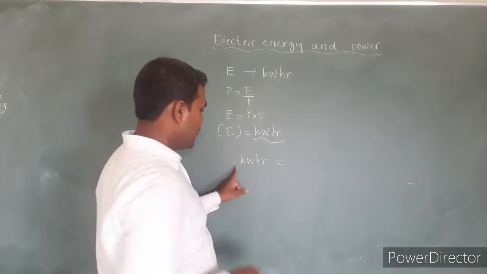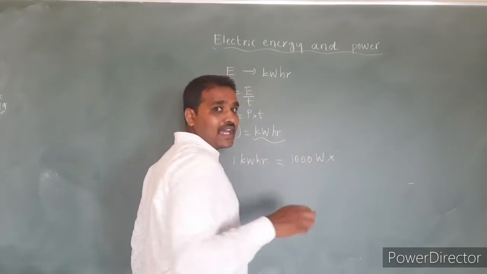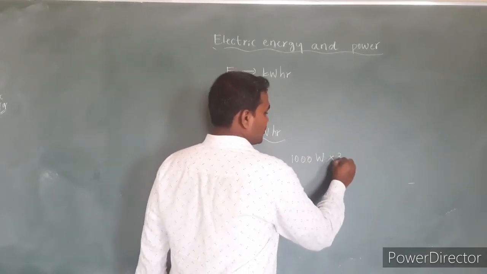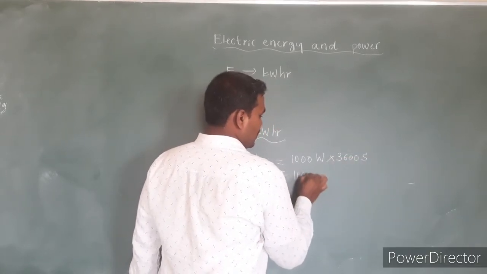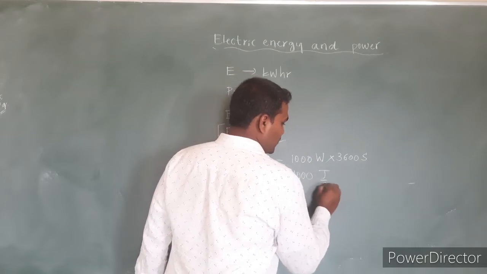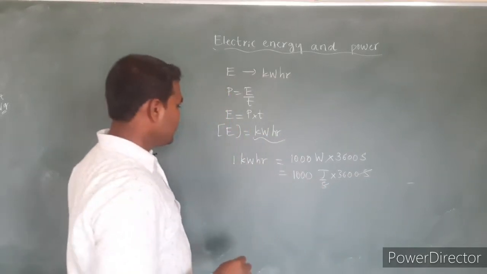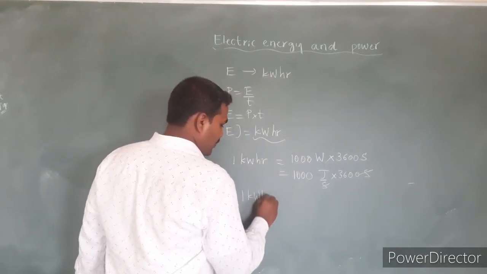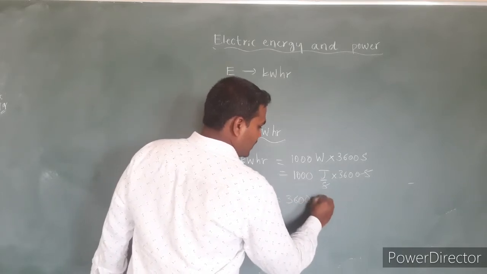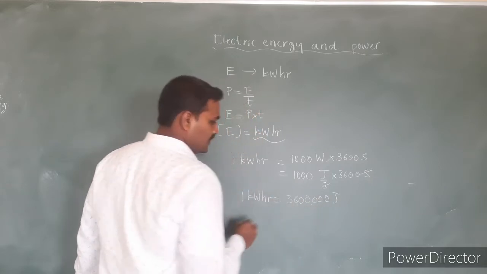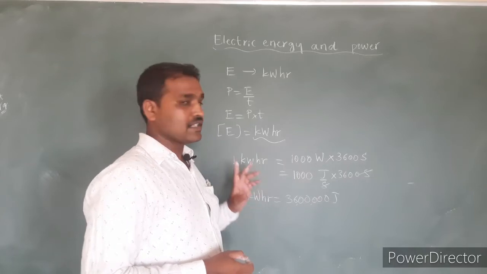It can be written as 1 kilowatt, which is nothing but 1000 watt, into 1 hour. I can write the hour as seconds; in terms of seconds, it is equal to 3600 seconds. So this I can write as 1000 watt, which is nothing but joules per second, into 3600 seconds. Second gets cancelled here. So 1 kilowatt hour is equal to 3600 into 10 to the power of 3 joules. That is 36 lakh joule is equal to 1 kilowatt hour of electric energy.